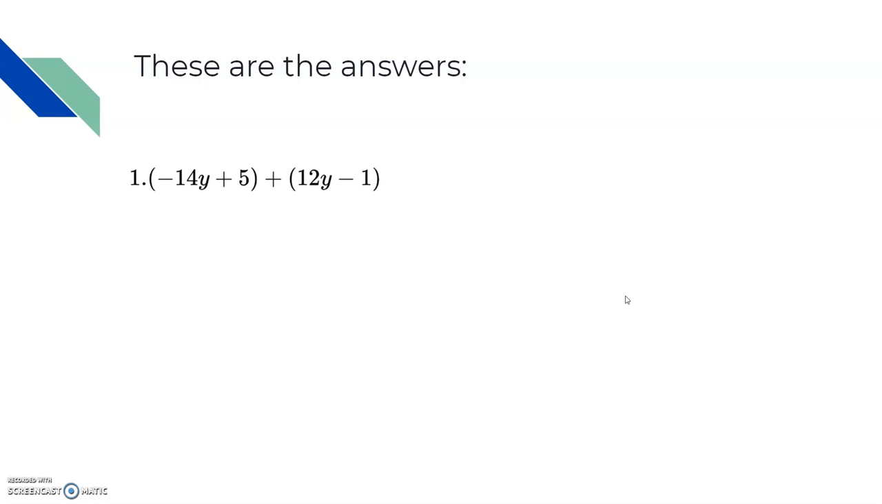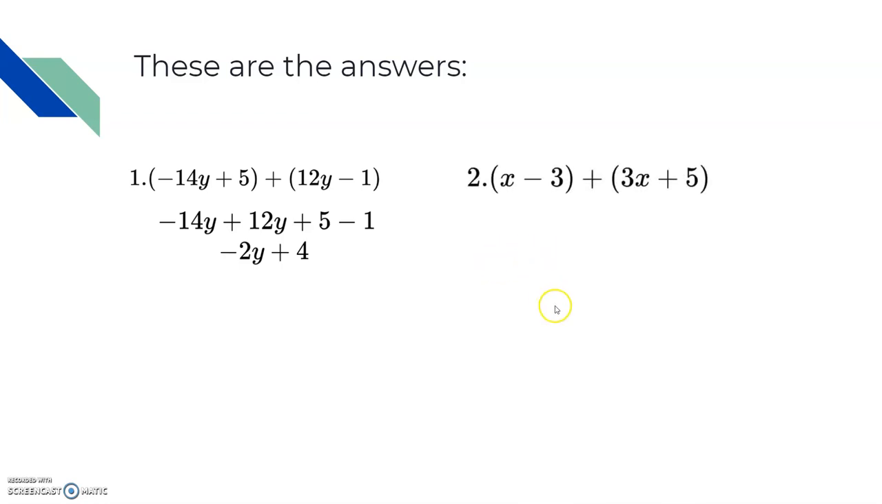For number 1, we have (-14y + 5) + (12y - 1). Now we're going to combine the like terms. We have -14y + 12y and 5 - 1. Now we simplify it: -2y + 4. Now for number 2, we have (x - 3) + (3x + 5). To combine the like terms, x + 3x and -3 + 5. We get 4x + 2, because there's a 1 in front of this x, in front of every variable.